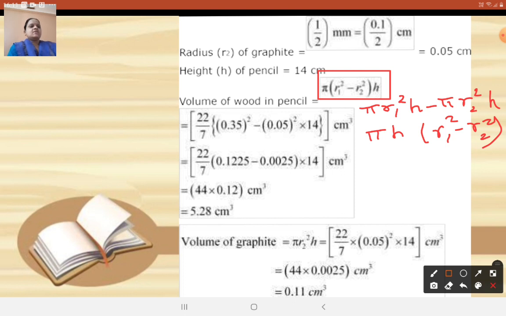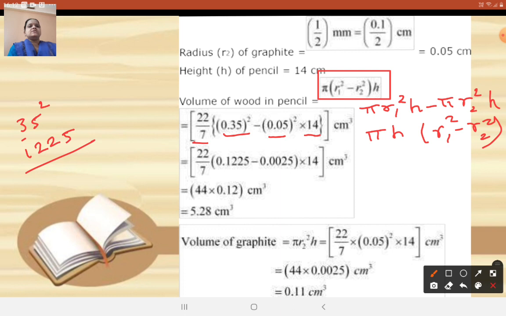Now substitute the values. So here what you will get? Pi as 22 by 7, 0.35 the whole square for r1 square minus 0.05 the whole square, multiplied by 14. Now just find the value of the squares. Do you remember we have learned in 8th standard 35 square. If the last digit is 5, how to find the square? We write 25 as the last two digits. So 5 square is 25, 3 and the consecutive next number is 4. So 3 4s are 12. So it will become 1225.